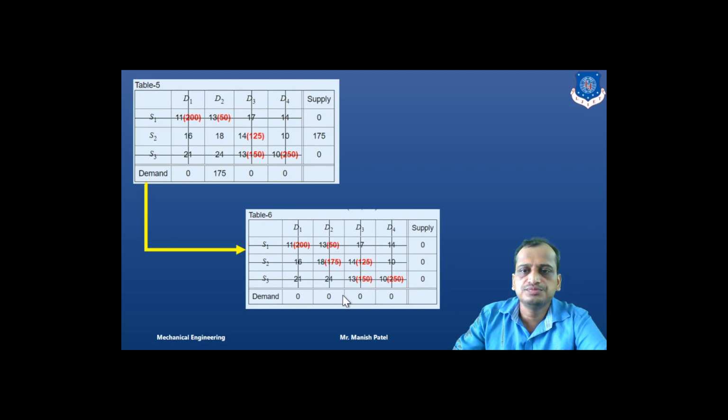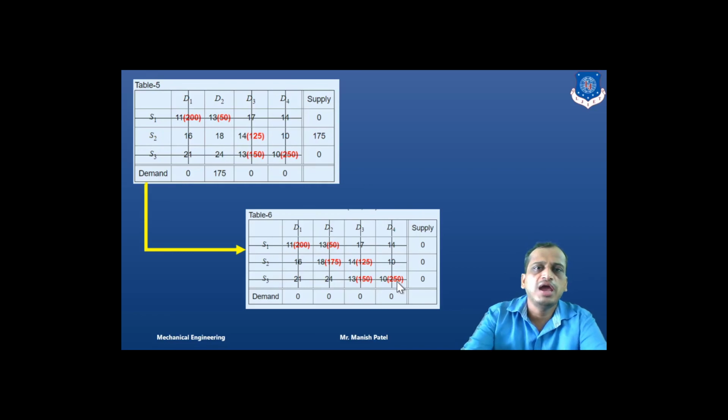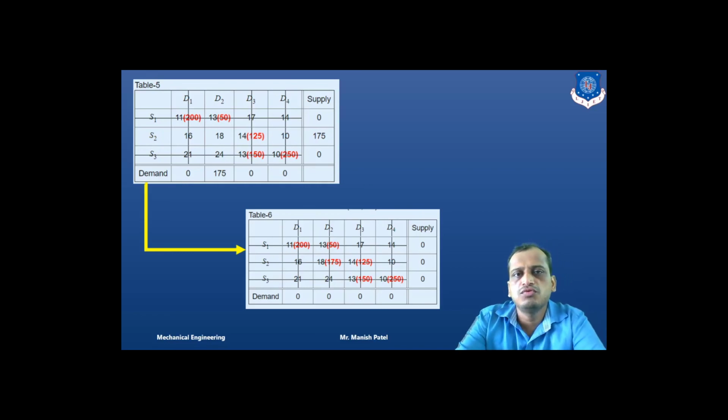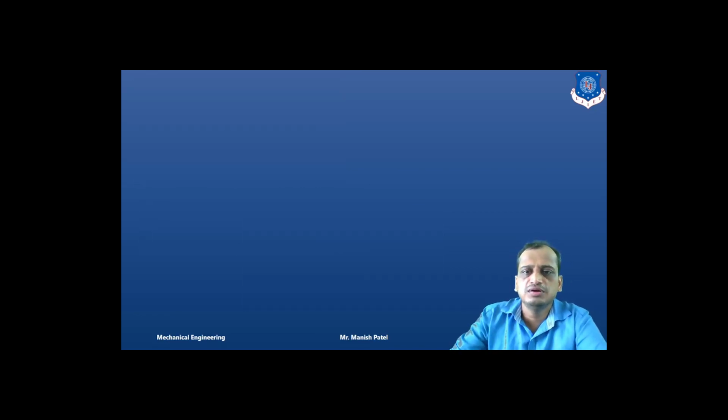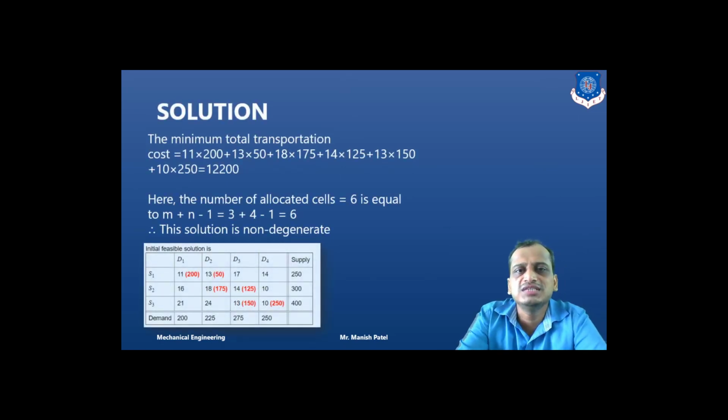So we have allocated 175 and 125. This is the final allocation with the cost matrix. So how many allocations are there? If you see here, there are 6 allocations, and m plus n minus 1, the number of rows plus the number of columns minus 1, is equal to 6. So the solution is non-degenerate.